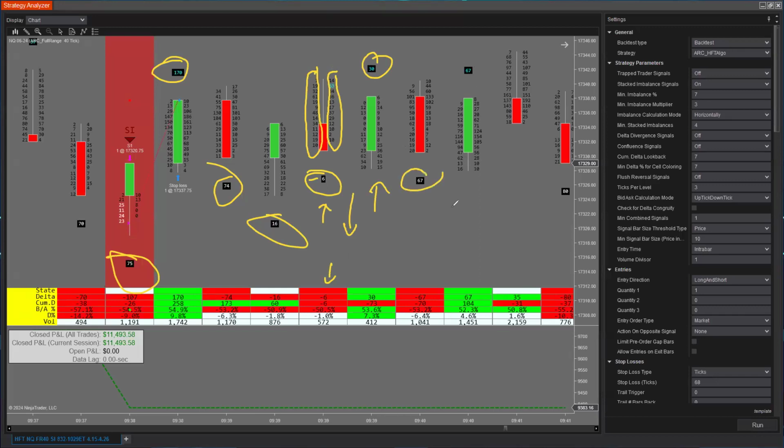In this case, it puts the orders above or below based on positive or negative net delta. Here's the easiest way to see it. Just look at the grid. If this is green, you've got positive net delta. If this is red, you've got negative net delta.